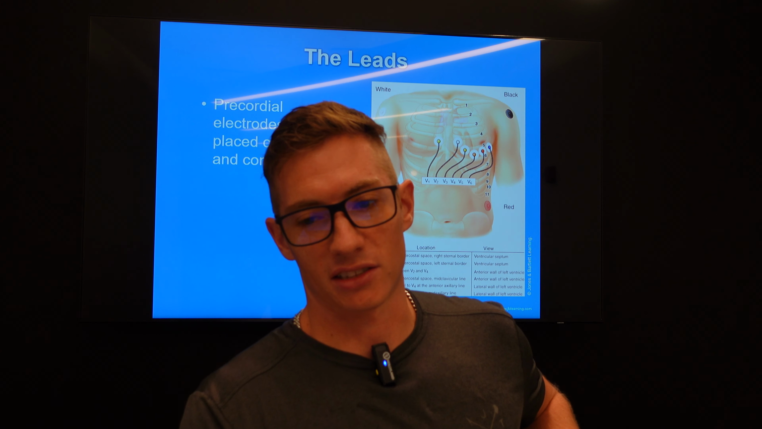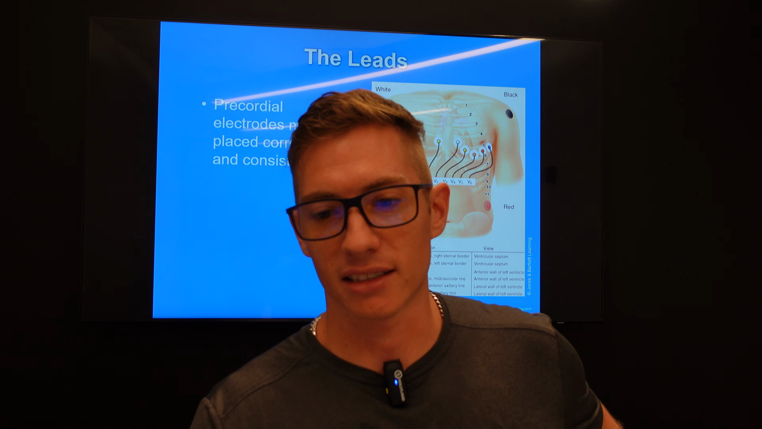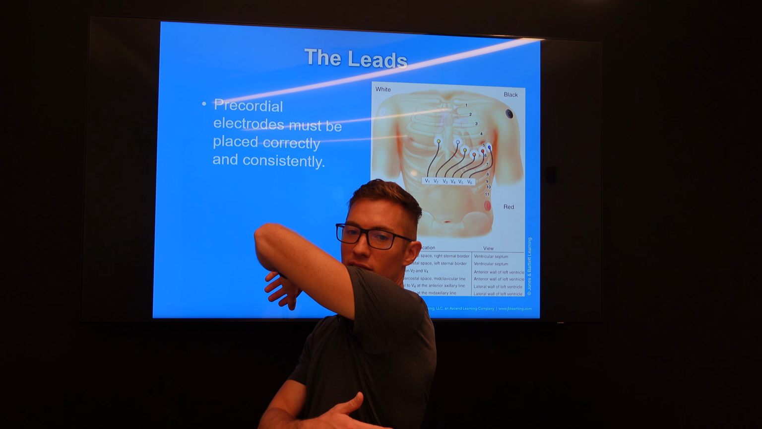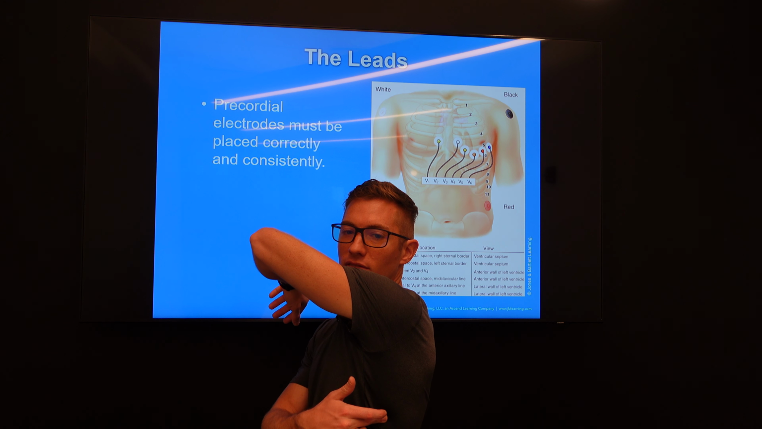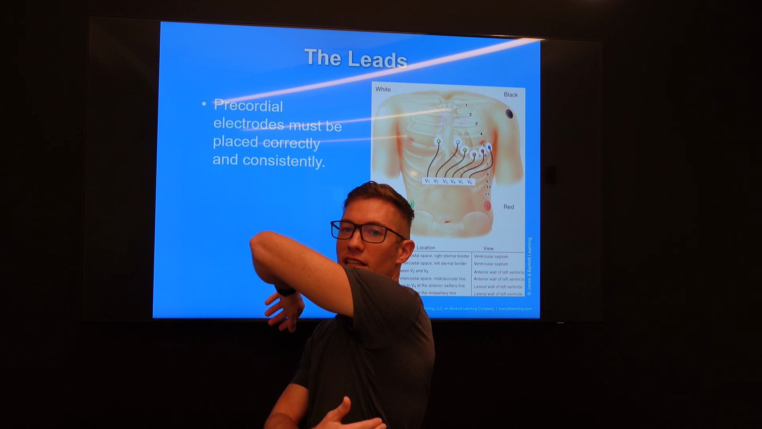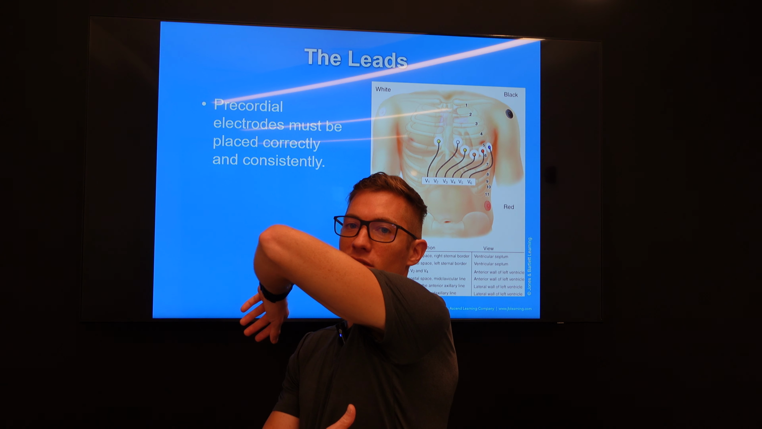Then we'll jump straight to V6. This is at the left mid-axillary line. This is my mid-axillary line, and this is where V6 goes on the left side. And then V5 goes between V4 and V6. We'll stop there because I'm out of memory.